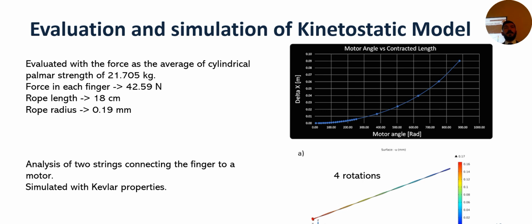In the second figure we did a finite element method simulation of the two ropes twisting around each other, with 4 rotations, and in the paper it is with 10 rotations. Assuming the ropes are made from Kevlar, due to the mechanical properties Kevlar has.